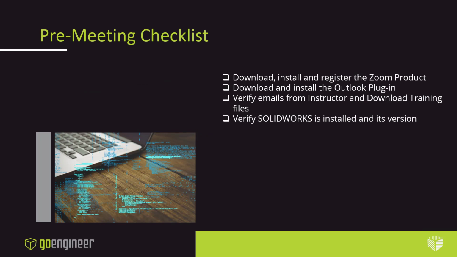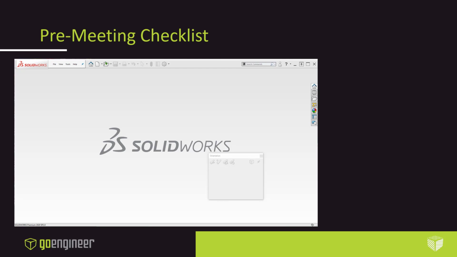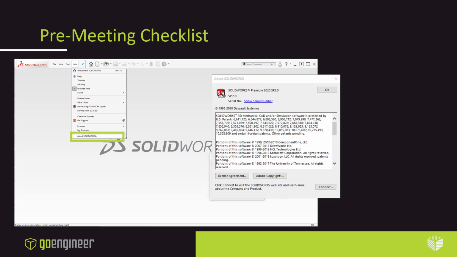Verify SOLIDWORKS is installed and its version. This one is an easy one to do. You simply open up SOLIDWORKS on your computer, you go down to the Help menu. You go down to where it says About SOLIDWORKS. Once you go here, you're going to get a pop-up, and inside the pop-up you will see the SOLIDWORKS version and the service pack that you are currently running. The instructor is going to need to know this information.